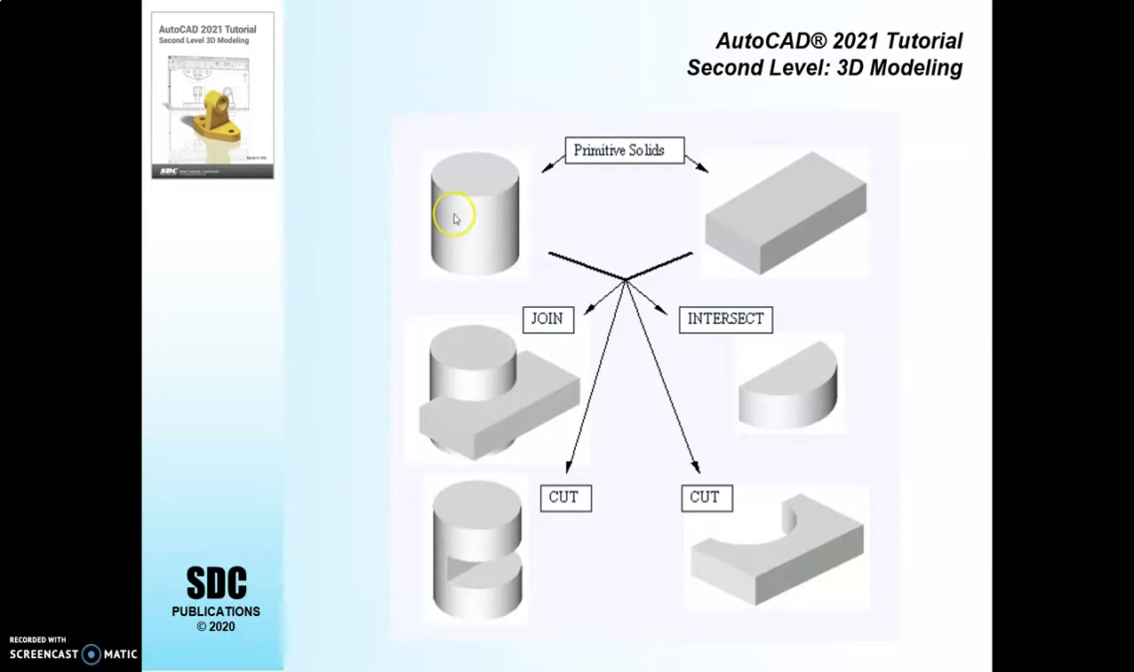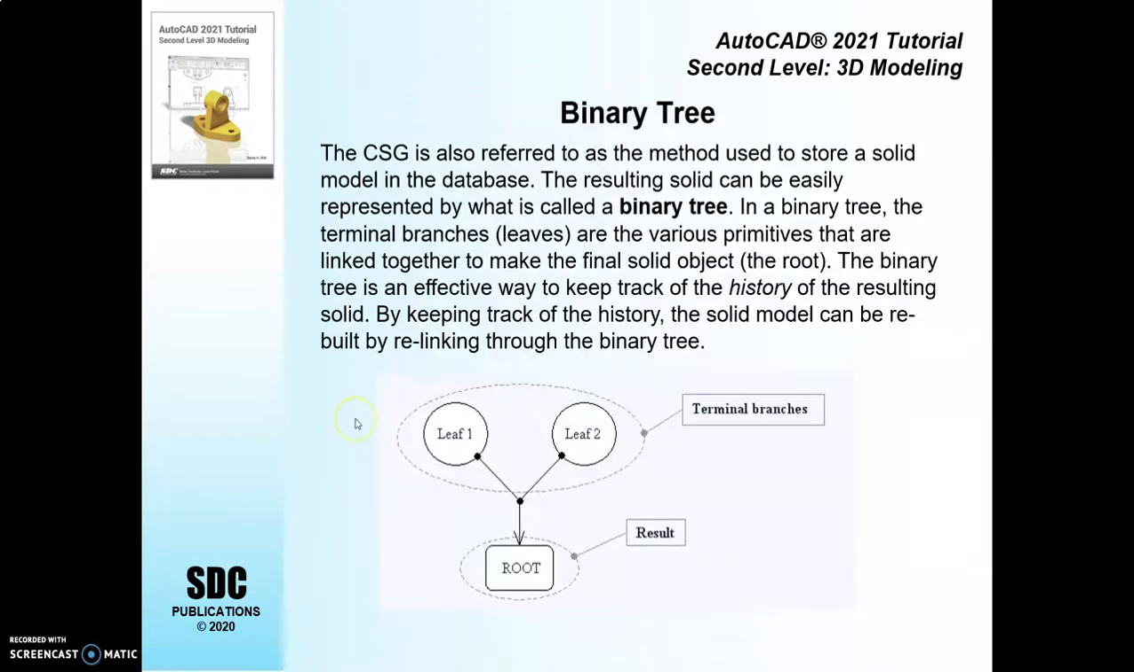Okay. We're going to take a primitive solid here. For example, we have a cylinder and a box. We can put them here and we can either join them and make one solid object out of it. We could do the intersection between those two, or we can cut them or subtract them.